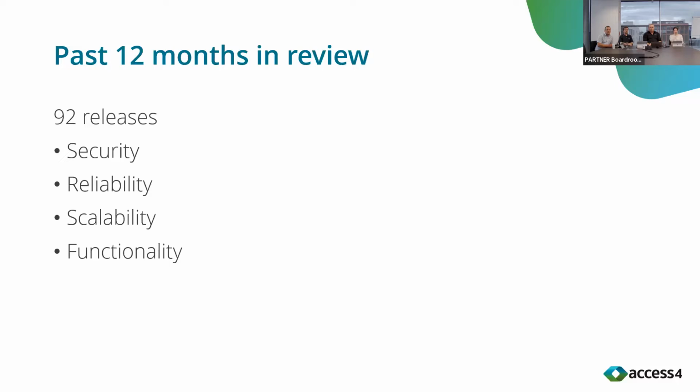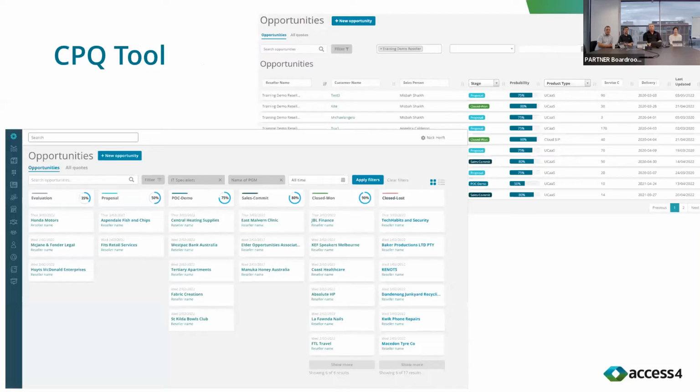So we asked partners over the last couple of months what they wanted to see on the roadmap, and the overwhelming response was CPQ, so opportunities and quotes, visual support, call flows, and reporting and analytics. And those are the three big things on our roadmap for this year. So I'll take the opportunity to share some of those ideas with you now and speak through those three major ones. So CPQ Tool first.